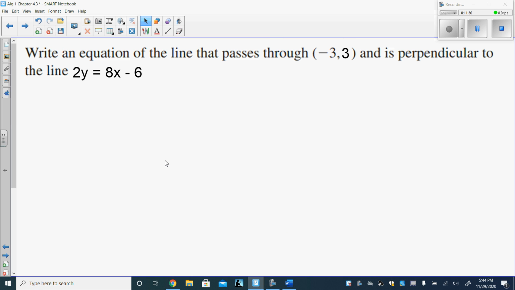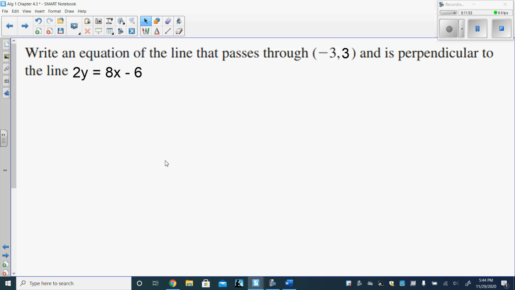And that brings us to the last problem we're going to look at today, and that's this one here. So we want to write an equation of a line that passes through the point negative 3, 3, and is perpendicular to the line 2y equals 8x minus 6.